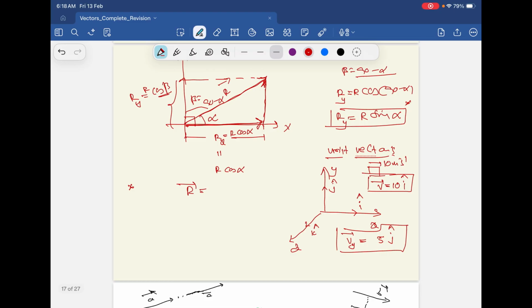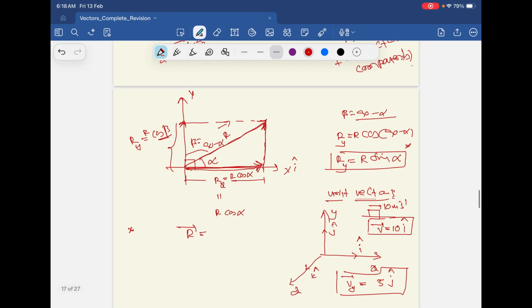Now here I can write down, in the x direction, the component is a scalar and I am assigning direction to it, so i cap. The component in the y direction, r cos beta, is a magnitude, a scalar, and I am assigning direction j cap, and I will be using the triangular law here. So this is rx length into i cap, a vector along the x direction.